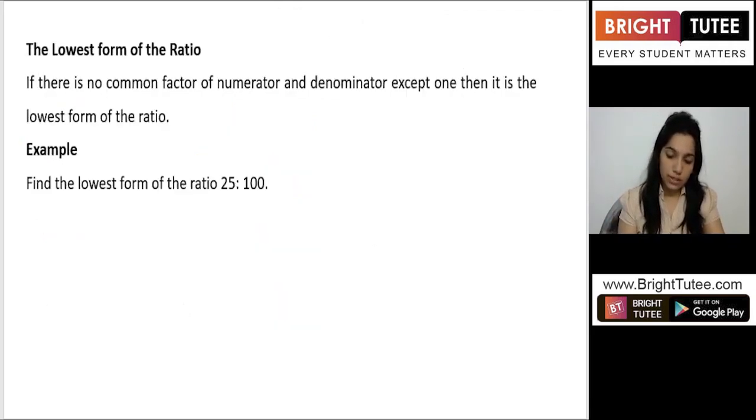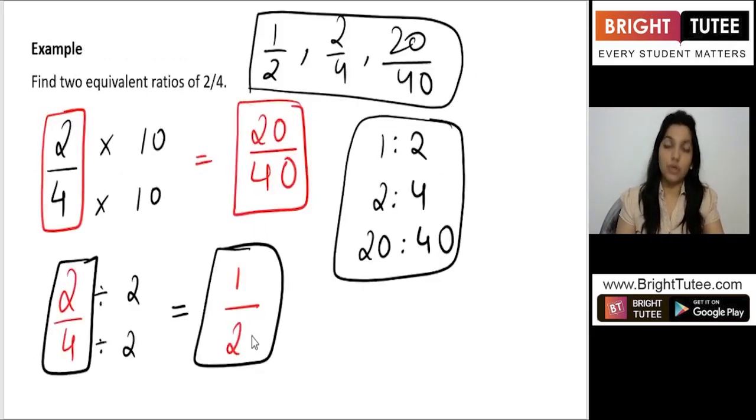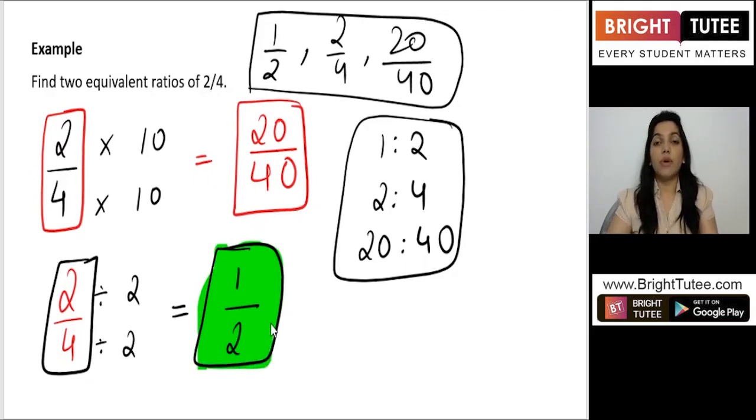Now comes another concept, that is the concept of the lowest form of a ratio. Look at this particular fraction 1 over 2 that you have just got as the equivalent fraction for 2 over 4. Do you think we can lower this particular fraction any further? Do you think 1 over 2 can be simplified further? The answer is no. Why? Because clearly 1 and 2 don't have any common factor between them. So we cannot further simplify 1 over 2.